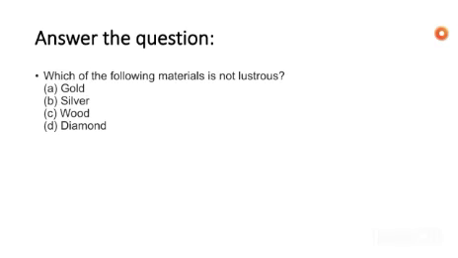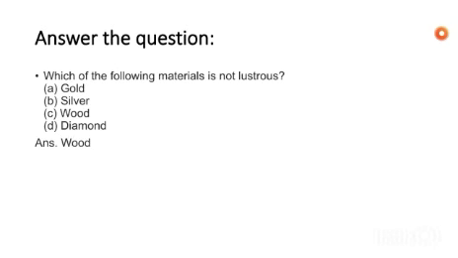Next question is, which of the following materials is not lustrous? Options are gold, silver, wood and diamond. All these have luster, means the shine that they possess. They shine brightly whenever we wear them or we see them. So which of the following is not lustrous? That means it doesn't shine.